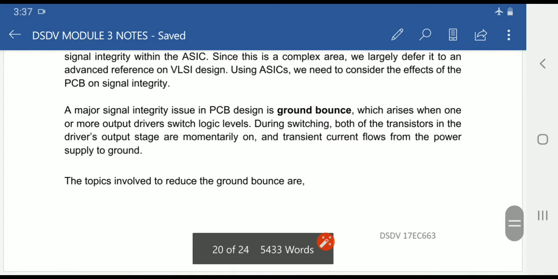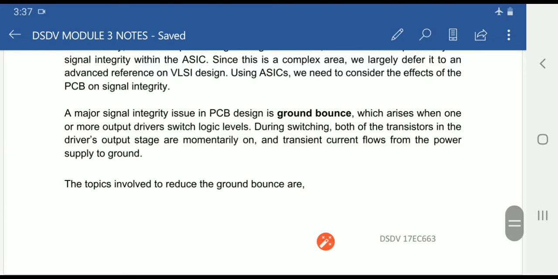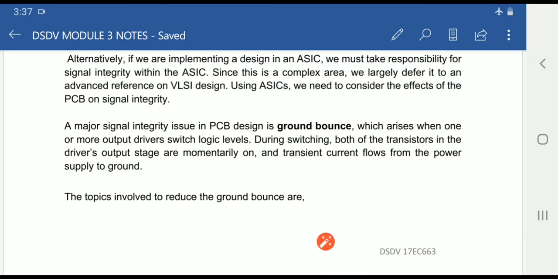So here we'll focus on the PCB design. The major signal integrity issue in PCB design is nothing but ground bounce. Ground bounce arises when one or more output drivers switch the logic levels. Switching the logic levels means when a transition takes place from logic 1 to 0 or from logic 0 to logic 1, then the ground bounce appears.